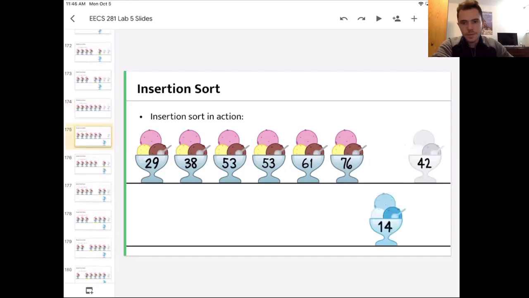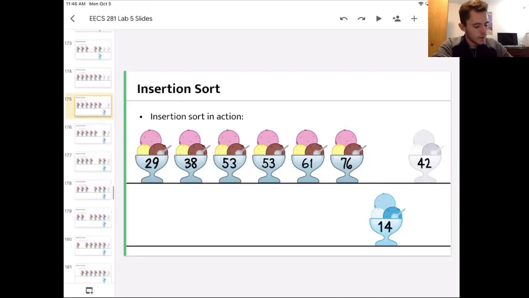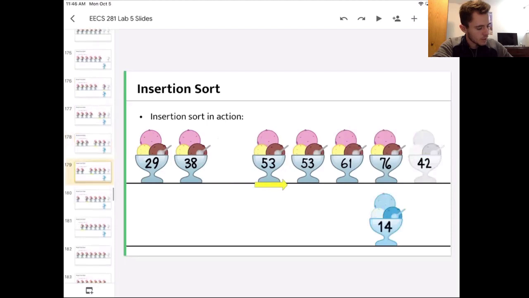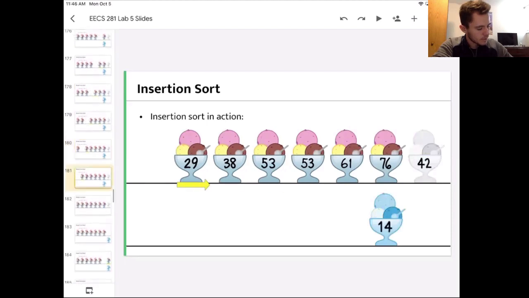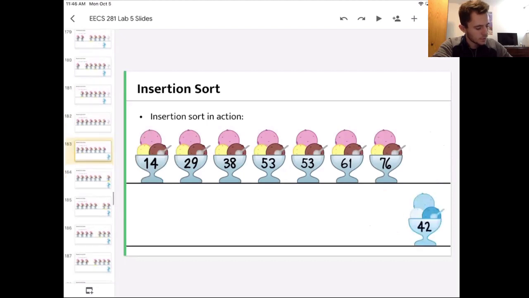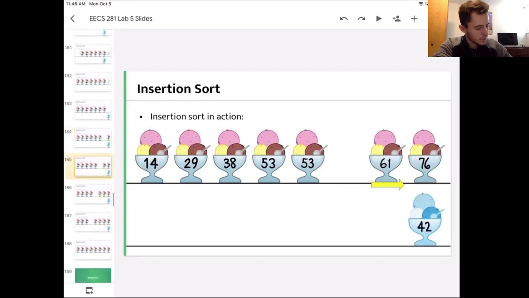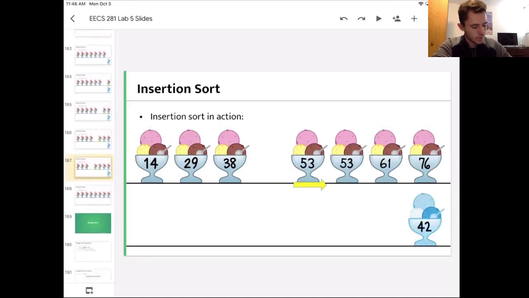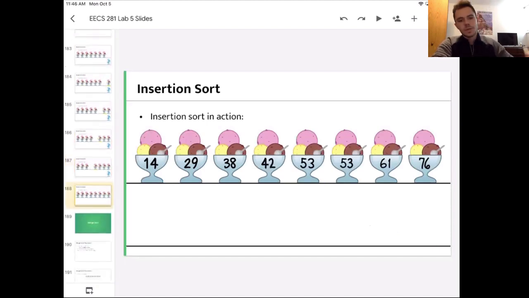Then we keep going. We take the 14 and insert it into our array. We swap, swap, swap, swap, and then push it at the end. Lastly, we do the same thing with the 42. We compare, compare, compare, compare, and then 38 is smaller than 42. So we place our 42, and there it is at the end. That's essentially insertion sort.